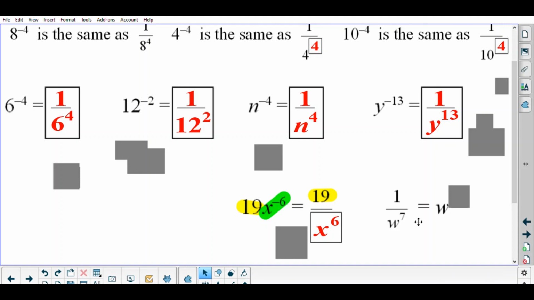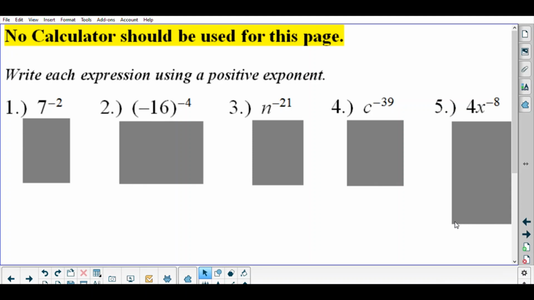The last example is going backwards from all the other problems. I first give you the fraction 1 over w to the 7th. And I'm saying that's going to equal w to what power? Hopefully you were able to figure this out, because this is just going backwards from the other examples. This would be w to the negative 7th power. All right, let's turn the page.